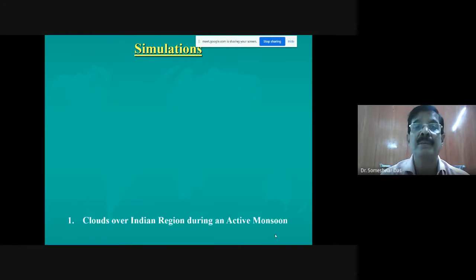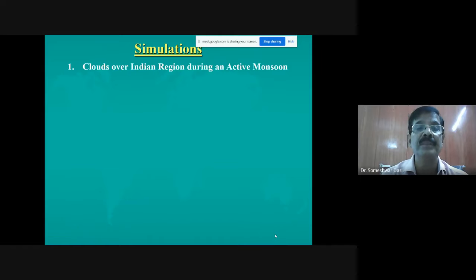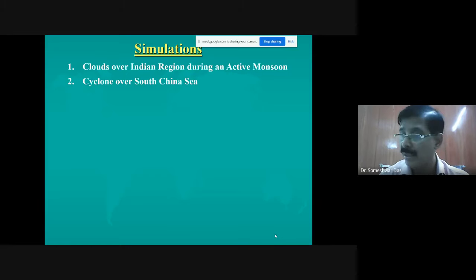For example, what I will show you today is an example of the simulation of clouds over the Indian region during an active monsoon season. Then the simulation of a cyclone, or rather typhoon, over the South China Sea. As you know, over the South China Sea the cyclone is called a typhoon. So the simulation of a typhoon using a numerical model, that is MM5. I'll show you that today.